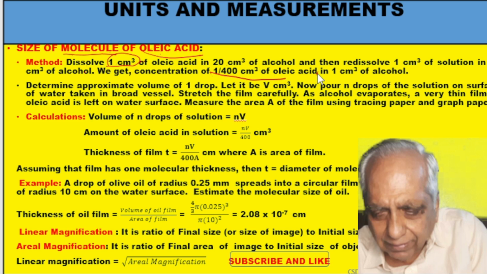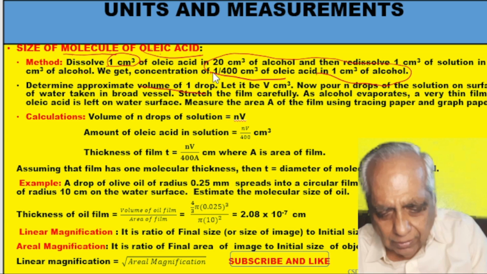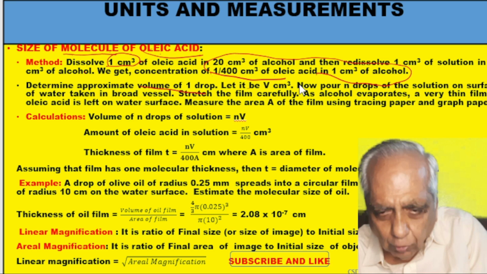Okay. Then we'll find out the volume of one drop. You take this solution in a pipette and drop one drop at a time. You drop 10 drops, then measure the volume and divide by 10. So you will come to know the volume of one drop. Now n drops of this solution I am dropping on the surface of water. So there is a beaker.